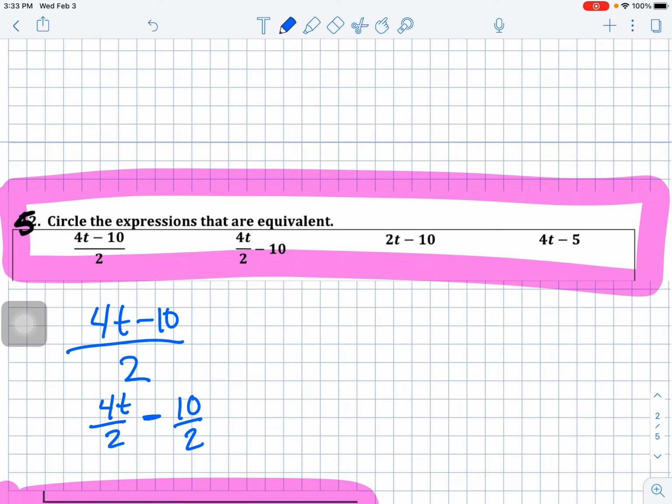So 4t divided by 2 is 2t, minus 10 divided by 2 is 5. So that's how you simplify a fraction bar. You can split them into 2 sections. So you're going to simplify each of these numbers and decide which of them are equivalent and which of them are not equivalent.